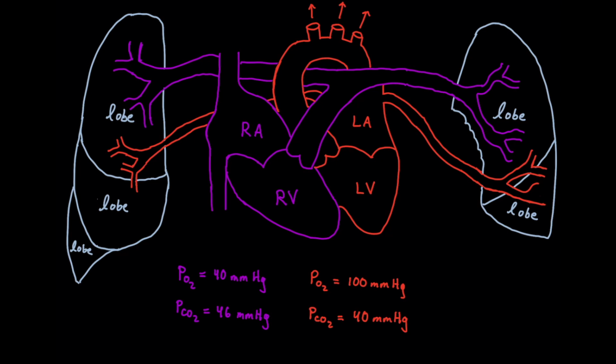How's it going, everyone? This is High Yield MCAT, and today we're going to talk about the flow of blood through the heart. First things first, you may notice some interesting things about this diagram.